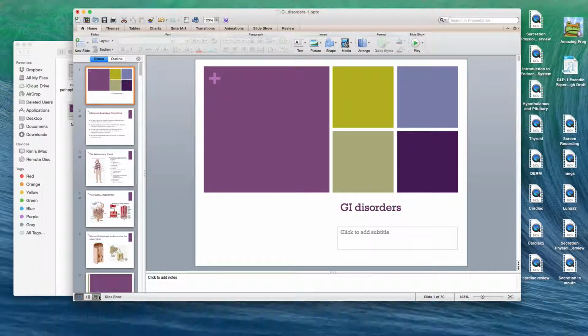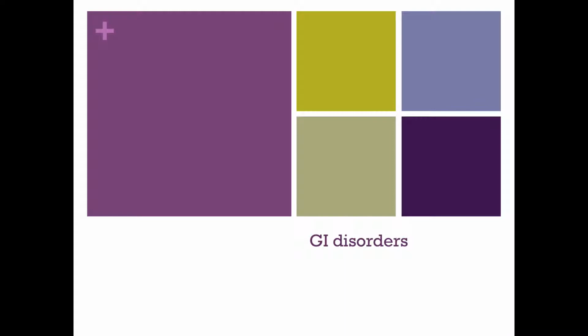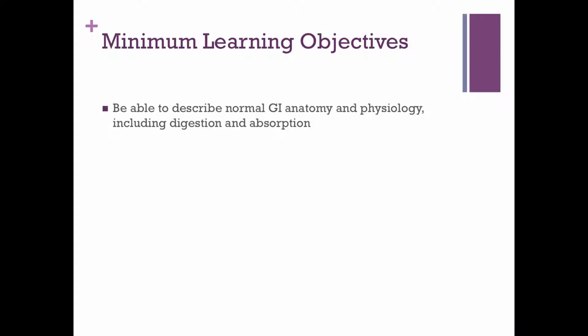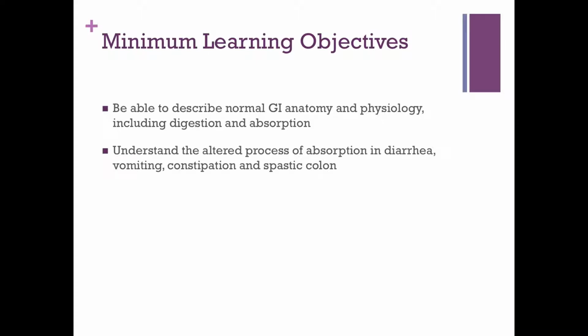Hi everyone, we are going to go over some GI disorders, but before we get into the pathology of the gastrointestinal tract, let's first go over some anatomy and physiology. In this chapter, that is the first learning objective: to understand normal GI anatomy and physiology. If you remember the parts of the body that are important for digestion and absorption, that will help when you're putting together the pathologies.